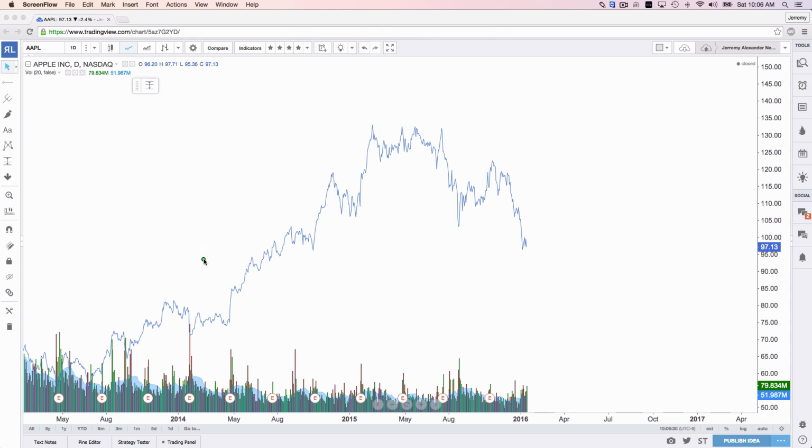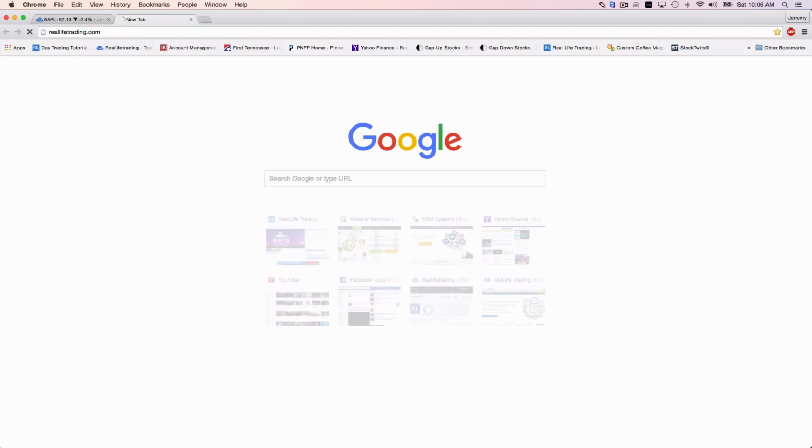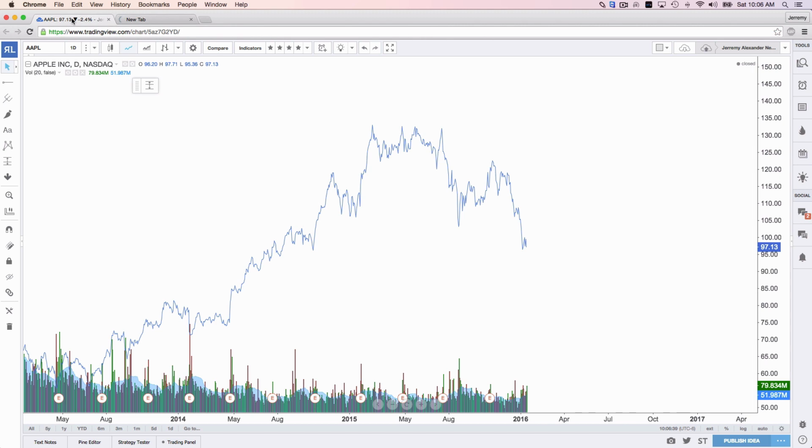I will say you will need a pretty solid understanding of candlestick patterns to do this, and it doesn't necessarily work as well with Heikin-Ashi candles, if that's how you pronounce it. I don't use those personally, and here's why. I just personally have trained myself on regular candlesticks, so I'll explain that in just a moment.